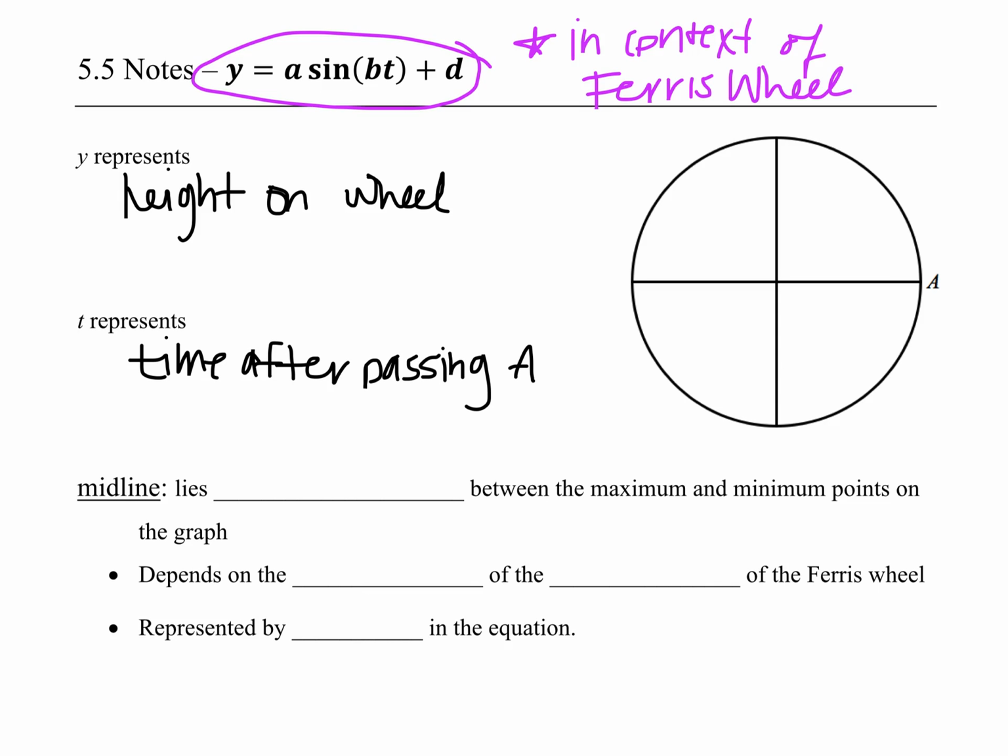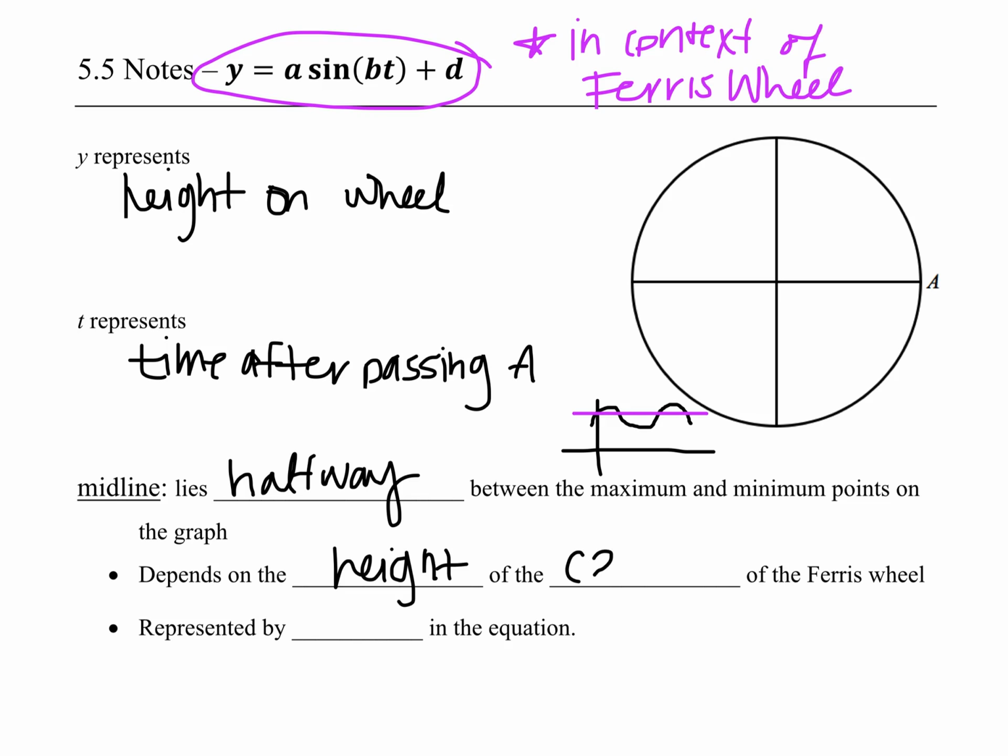So we have a midline. The midline, if we were to look on our graph, so if I had something like, draw that a little better, pretend that's my equation. The midline is what's exactly in the center. So the midline lies halfway between the maximum and minimum points on the graph. This depends on the height of the center of the Ferris wheel, and it's represented by D in my equation.